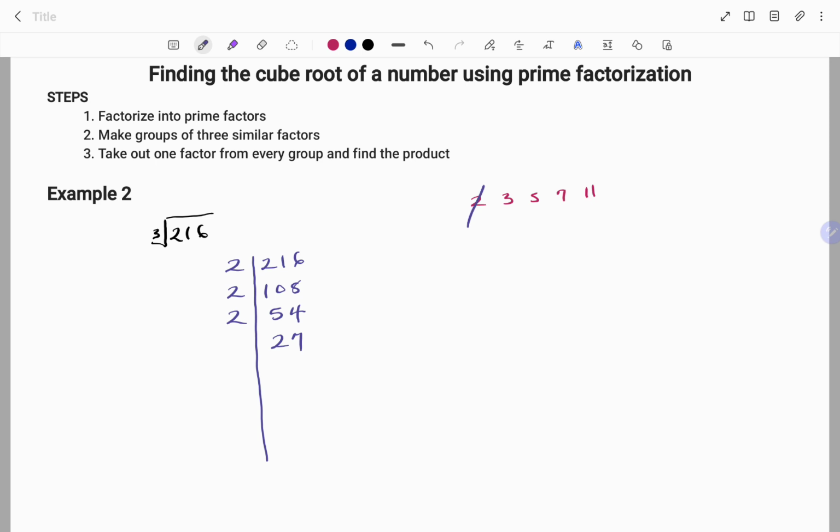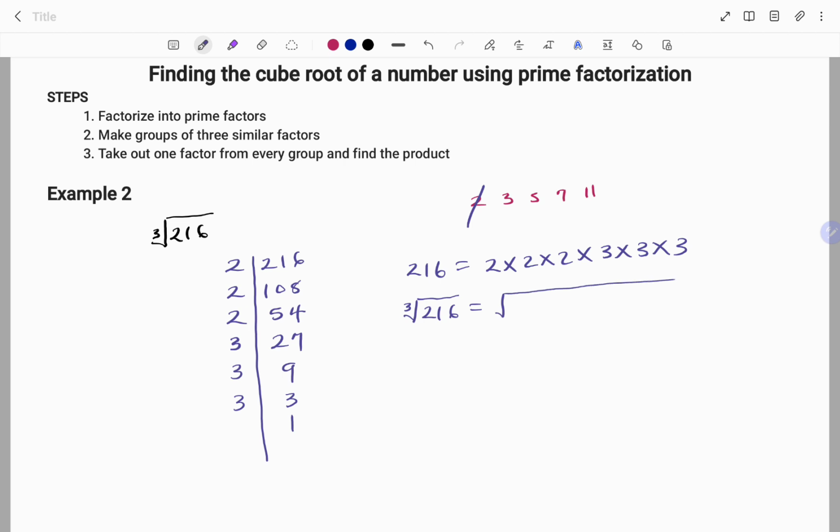Now, we are not going to divide by 2 anymore because 27 is not an even number. However, we can move to the next prime factor, which is 3. 27 divided by 3, we have 9. 9 is a multiple of 3, so we can divide again by 3. We have 3, and then we divide again by 3. We have 1. So writing 216 as prime factorization, we have 2 times 2 times 2 times 3 times 3 times 3.